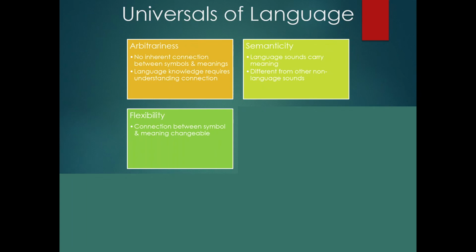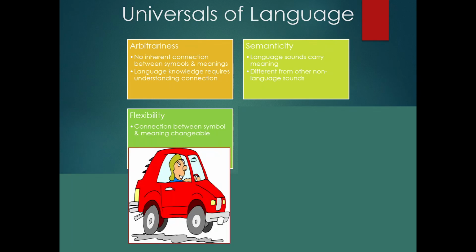Another universal aspect of all natural human languages is that the language is flexible. The connection between the symbol and its meaning can change, as long as we all agree to it and we start using it that way. Now it has a new meaning, right? So for example, back when they first invented cars, they were called automobiles. They actually were originally called horseless carriages because they looked a whole lot like the carriages that used to be pulled by horses, and then they made a motor instead of a horse, so they called it a horseless carriage, and then it became an automobile, right?